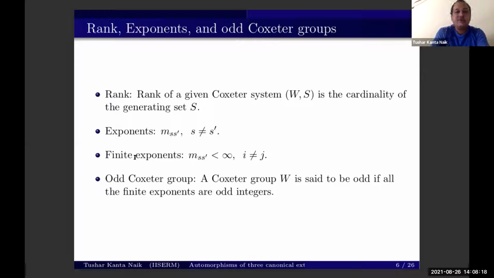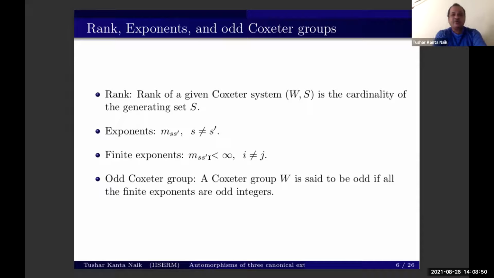So the rank of a given Coxeter system (W, S), we define to be the cardinality of the generating set S. And we call this m_{ss'} an exponent. Again, this is not a standard term. Some authors like to call them bonds also. And when m_{ss'} is a finite number, we call them finite exponents. And we call a Coxeter group W odd if all the finite exponents are odd integers.